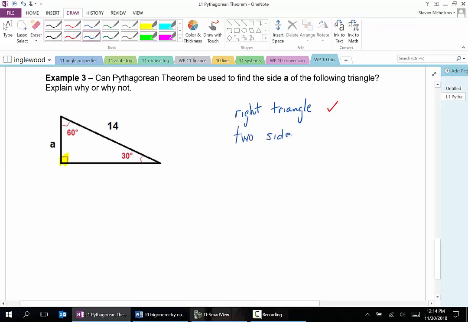And right here, I only know one side. I only know the hypotenuse. So in this question, we might go, oh, I can't figure out how big side A is. Well, that's true. You can't figure out how big side A is with Pythagoras, but you can figure out how big side A is with another right triangle formula, and that's what we're going to look at for the rest of the unit, other right triangle formulas.